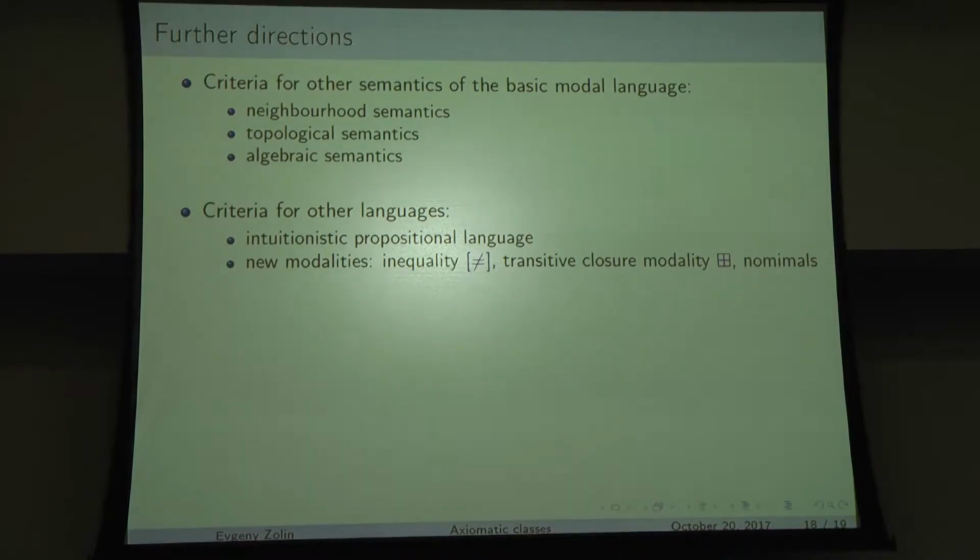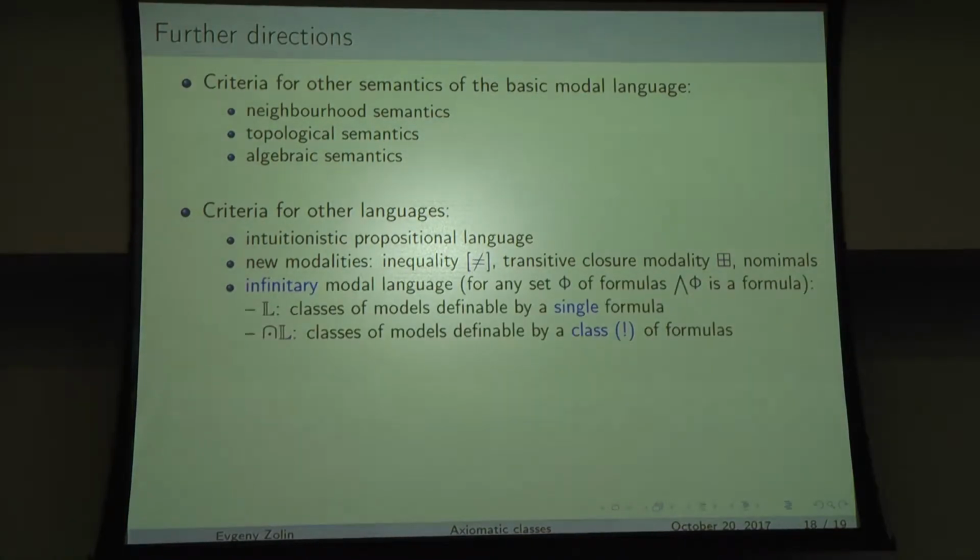We can add new modalities. Well, I mentioned already inequality and some open question related to it. We can add transitive closure or nominals or some other logics that involve transitive closure, say PDL or CTL, and so on. We can consider infinitary modal language, either with the countable conjunction and disjunction or arbitrary conjunction and disjunction. And in this latter case, for any set of formulas, conjunction phi is a formula.